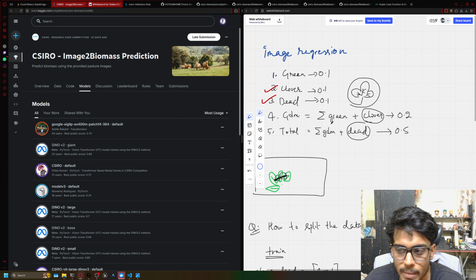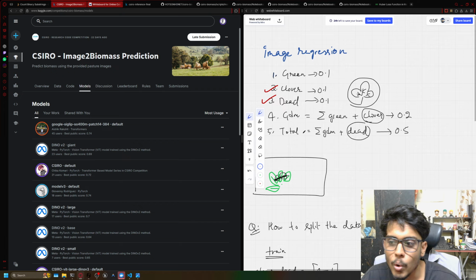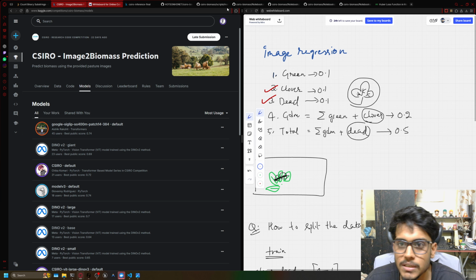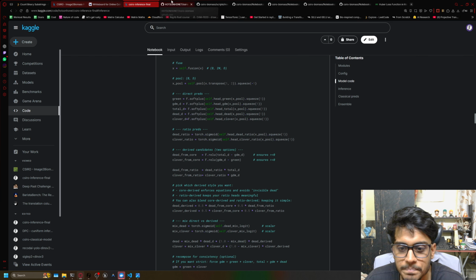So I subtracted my predicted GDM from the total to get a Dead value. I did this because in the competition these values are high, so my model was able to predict them correctly compared to Dead and Clover. I had higher confidence in predicting Green, GDM and Total. If I predict them correctly, their subtraction should be close to the actual Dead value. That was the major inspiration.